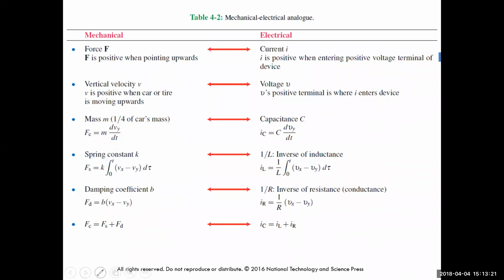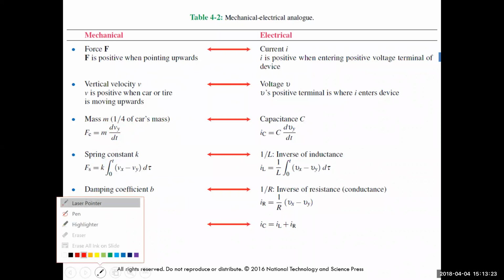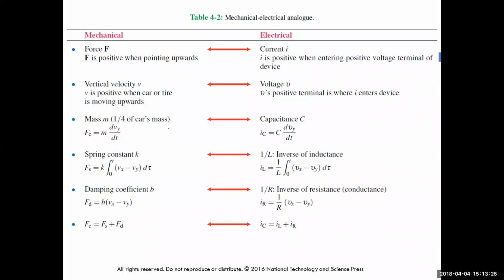Now, I'm sure you remember that that's mass times d squared y dt squared. So when you take a derivative of y, of position, then you get velocity.